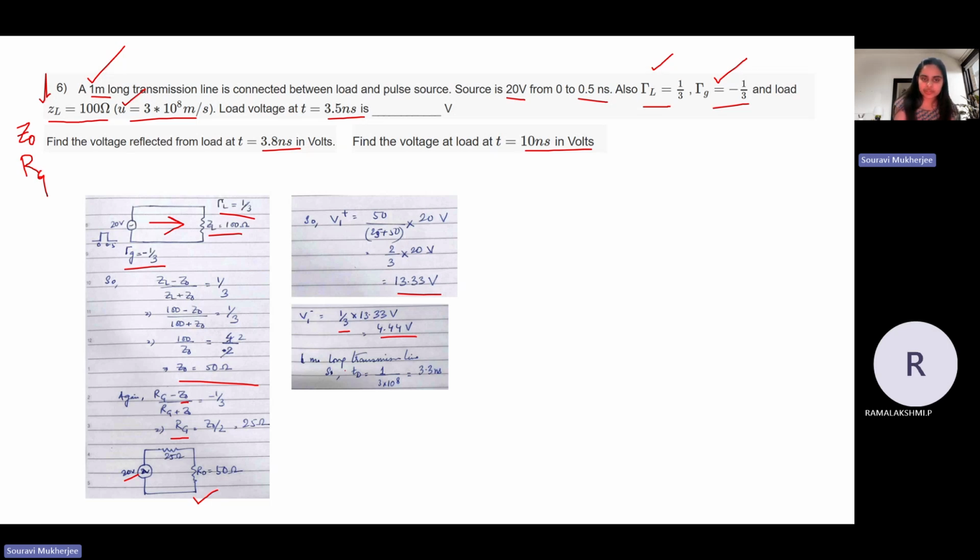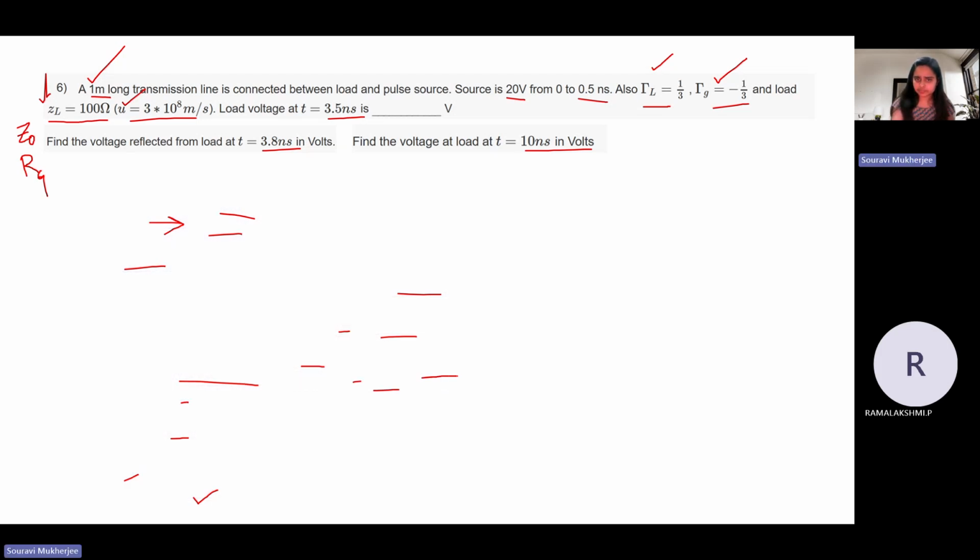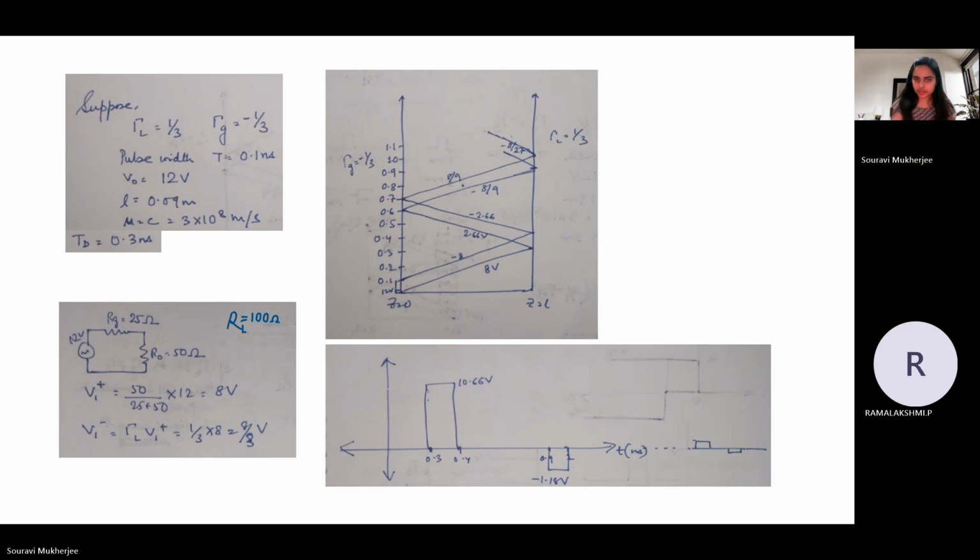Here, you have a transmission line which is 1 meter long and the speed is 3 into 10 to the power 8. That would give you the transmission time from the generator to the load. So that is 1 by 3 into 10 to the power 8. Clear? So that is 3.3 nanosecond. So for this case you had 0.3, but for the next question it will not be 0.3. The time that you would take will be 3.3 nanosecond. Clear?